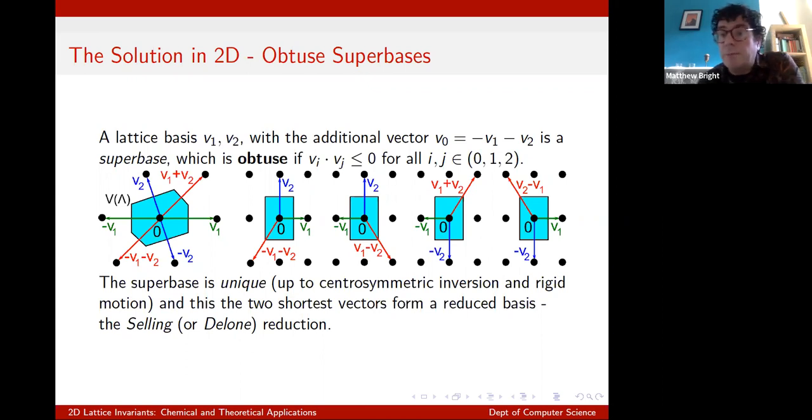And it turns out, proven in various places by various people, which is why it has lots of names, that this pick of the superbase is unique up to inversion and obviously vector permutation and rigid motion, and thus we can pick the two shortest vectors of the three to form a reduced basis. This is variously called the Selling reduction, or the Delone reduction, and it's appeared in various situations. For that reason, this is the one that we use, because it turns out that this is the secret, and we're hoping it's the secret in three dimensions as well, to getting our continuity to work.